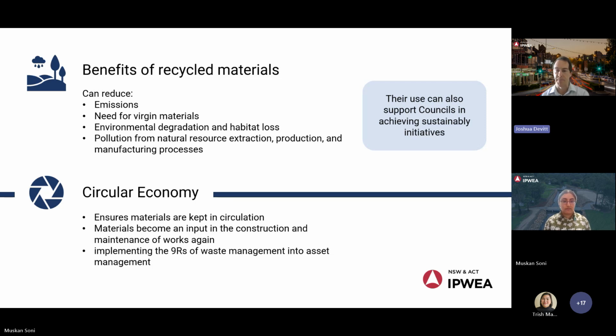But the focus of this guide is really on saying, well, look, everyone's going to have to build roads, everyone's going to have to maintain roads. How do you do that in the most sustainable way possible? And we think through the use of recycling some of these materials is a really good way to increase the sustainability of them.